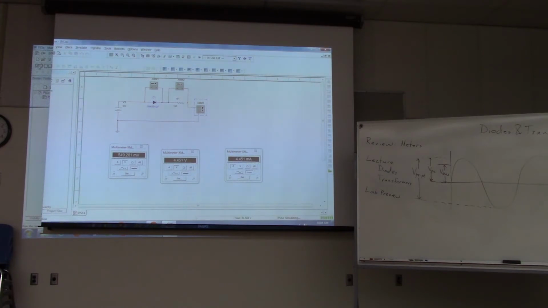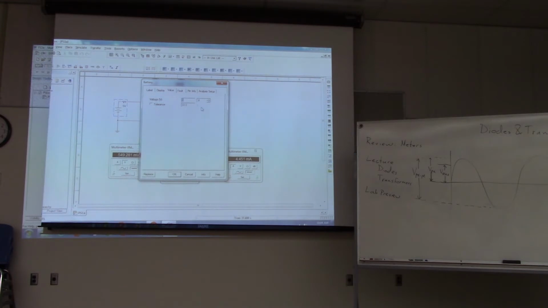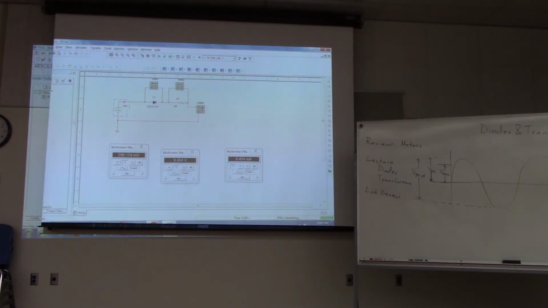So the book asks you to change the voltage on your battery here, and you're going to do that a couple times. What you should see is that when you do that, the voltage on the diode changes a little bit, but not very much, whereas the voltage on the resistor changes quite a lot, right? Last time it was 4 volts, now it's 9 volts. The voltage on the diode is still between 0.5 and 0.6 volts.